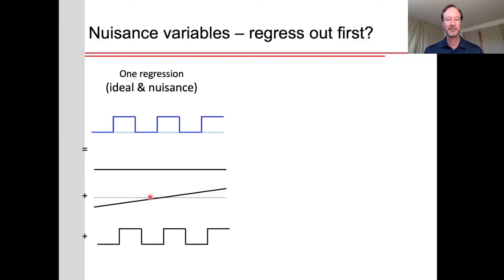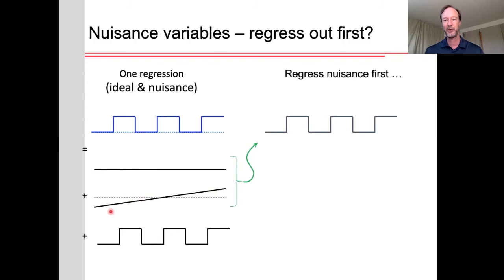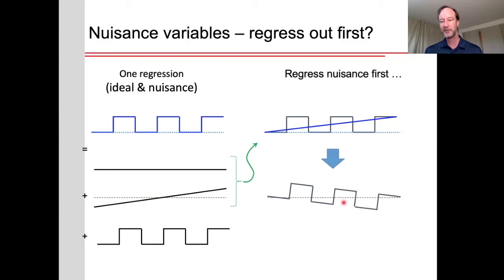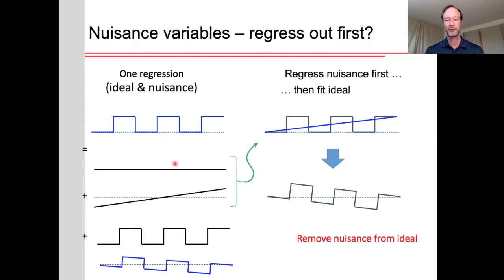However, one suggestion might be, well, let's detrend the data first. Let's remove these nuisance regressors. If we do that to this particular time course, you might notice that the linear trend would actually fit somewhat to this data. And if we remove that, we're actually distorting the effect of interest. Now, if we were to fit our ideal regressor to this time course, we're not going to get a very good fit. So if we do want to regress all of these nuisance variables out first, what we then also have to do is remove the nuisance from the ideal and then fit that to the data, and then we would get a good fit.